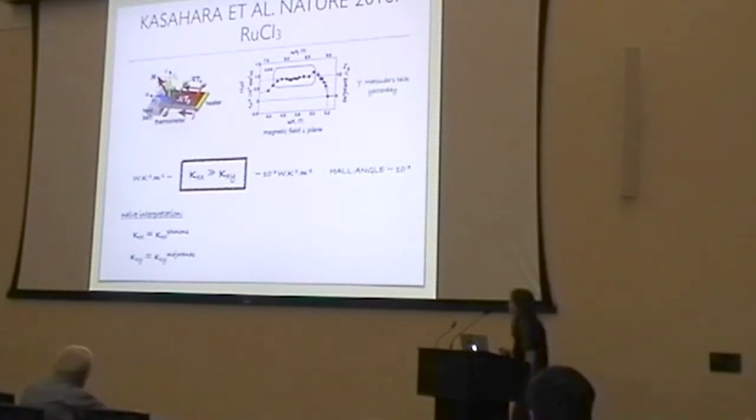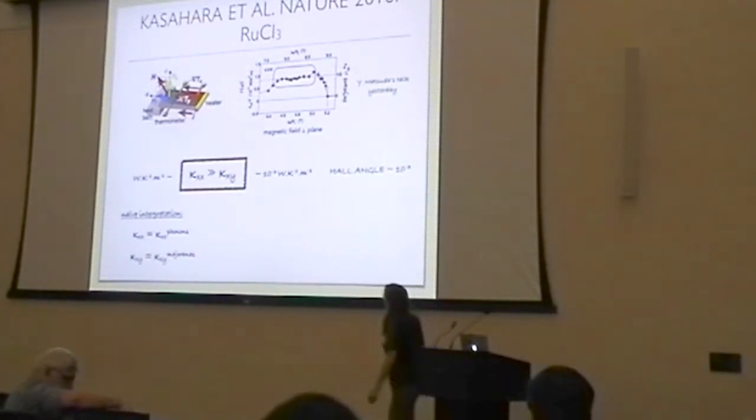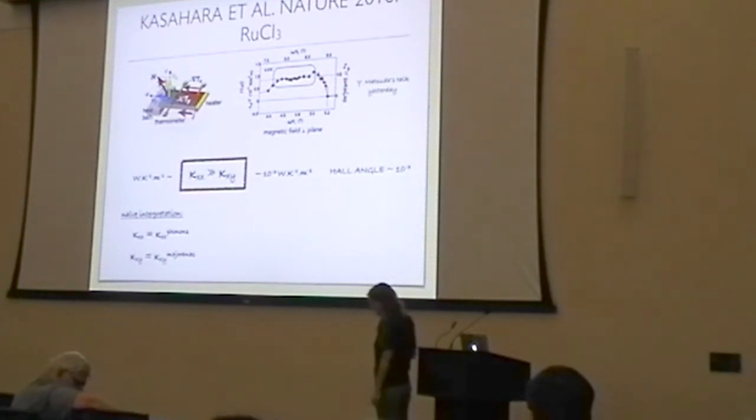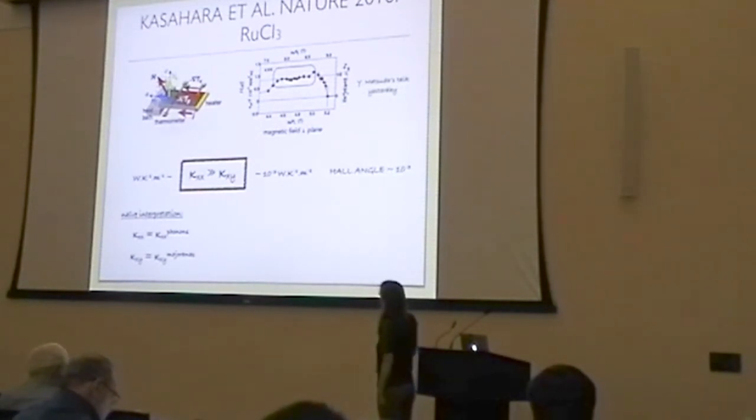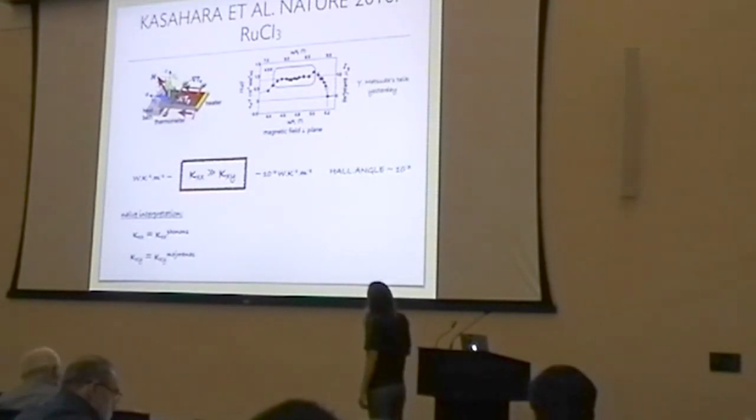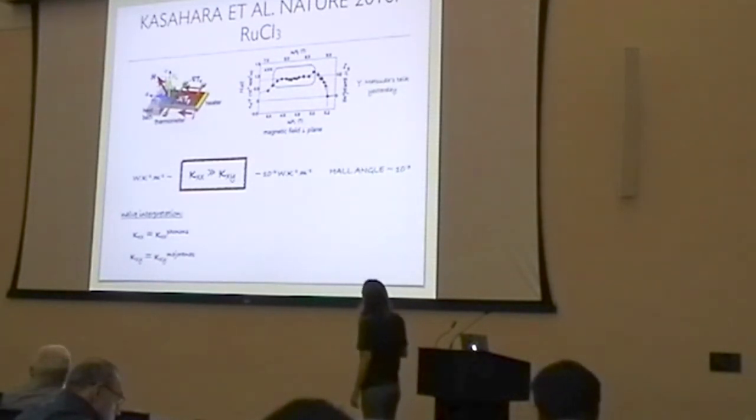So we saw yesterday in Matsuda's talk that there had been measurements of the thermal Hall conductivity of ruthenium trichloride. Pushing a heat current through ruthenium trichloride in the presence of a magnetic field, in particular with a magnetic field direction such that you can get into this chiral phase. And in fact, as a function of magnetic field, a plateau is observed with a value equal to the quantized value expected for this chiral Majorana edge mode.